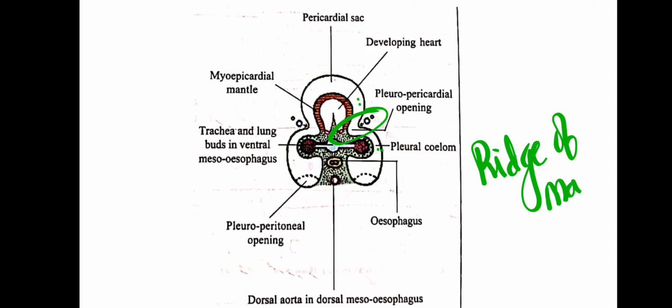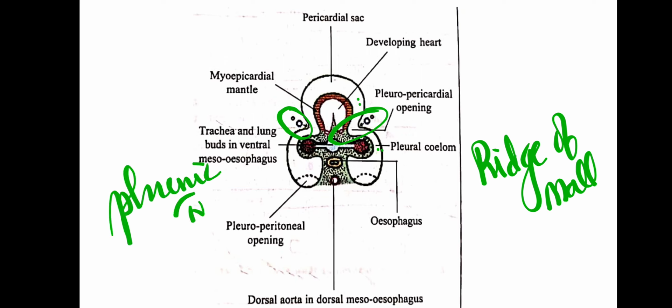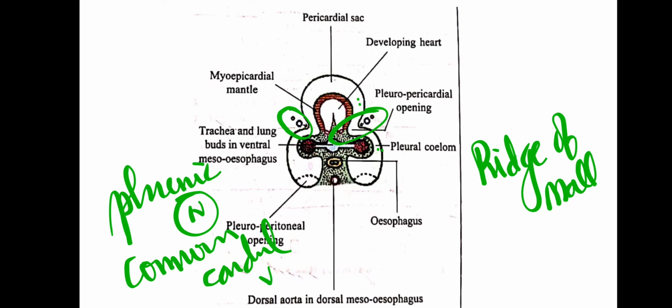Ridge of Mall. This pleuropericardial membrane, as you can see here, is going to contain two structures. What are these two structures? Those are the phrenic nerve and the common cardinal vein. Okay, the two structures are the phrenic nerve and the common cardinal vein. Just remember this. Okay, so this pleuroperitoneal opening is going to be covered by the pleuroperitoneal membrane.